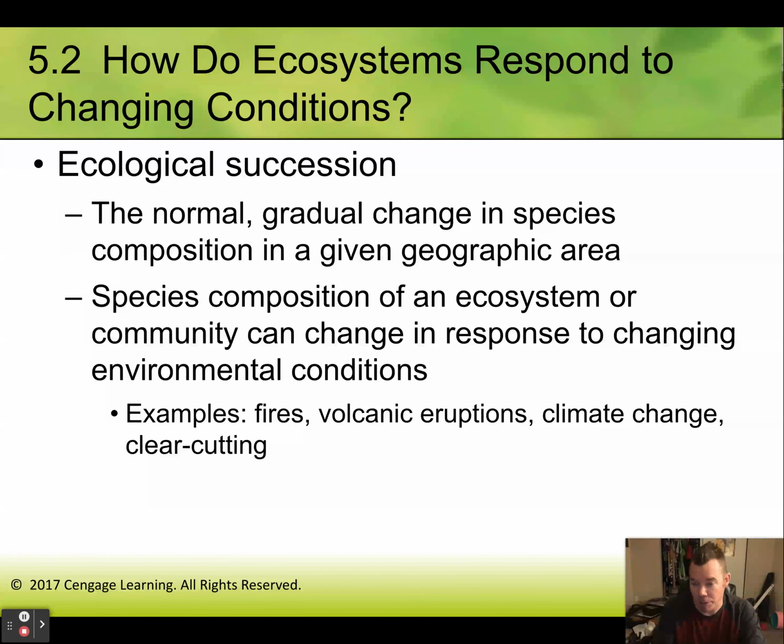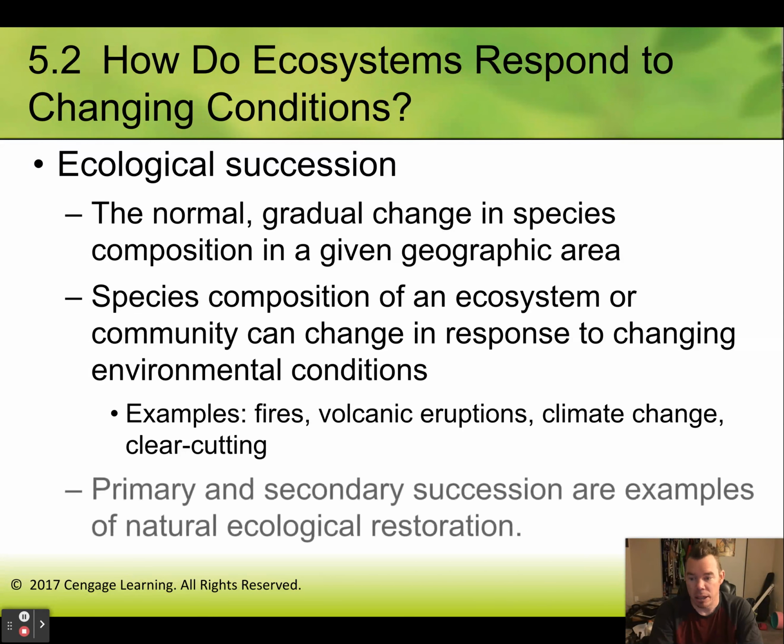All right, example right there: clear cutting. That's what I was just talking about. But we also have forest fires, volcanic eruptions, climate change, earthquakes, rising sea levels, all those different kinds of things. Primary and secondary succession are examples of natural ecological change. Okay, so number four, what are some examples? By the way, sorry, I skipped that one. Examples: fire, volcanic eruptions, climate change, clear cutting, all those things I was just talking about.